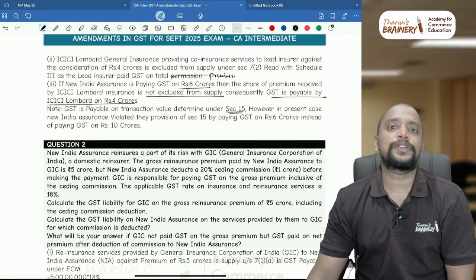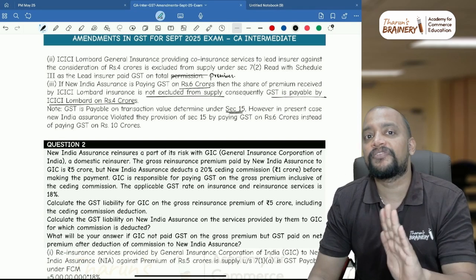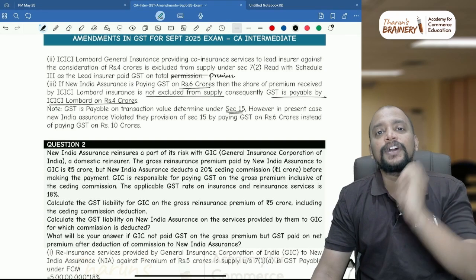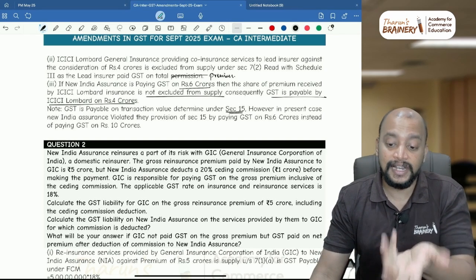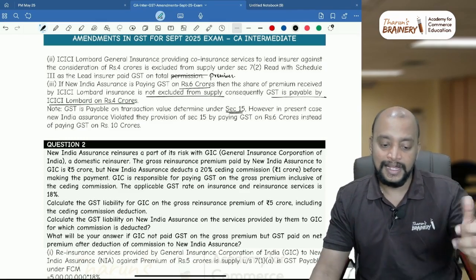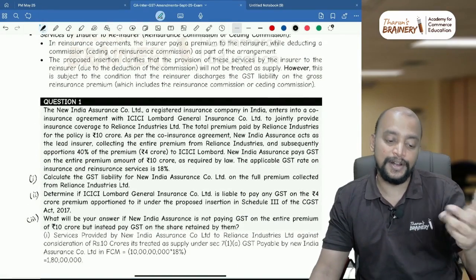But this note we need to write, that New India Assurance is not complying with section 15 because the transaction value should be taken as 10 crores, but instead they are paying GST only on 6 crores. Okay, that is the answer for this question. This is how you may get a question on an amendment related to this.